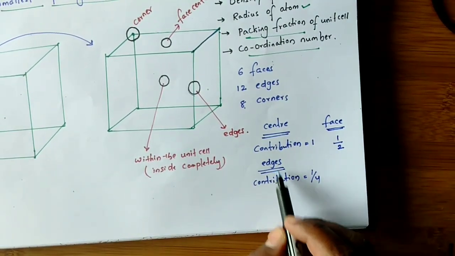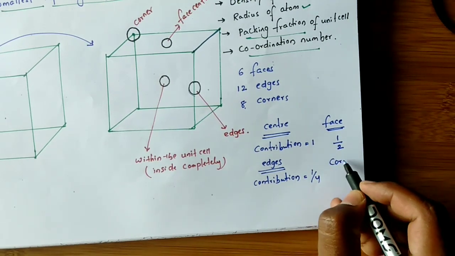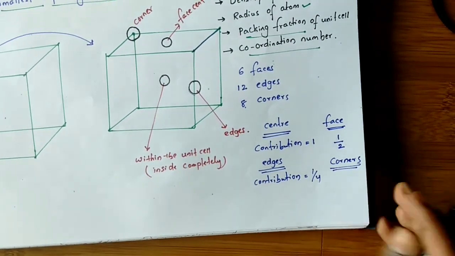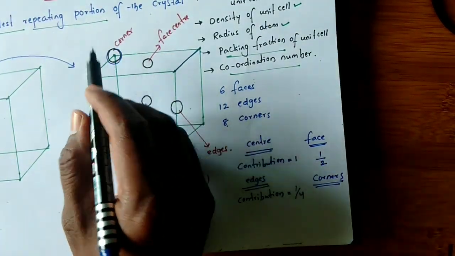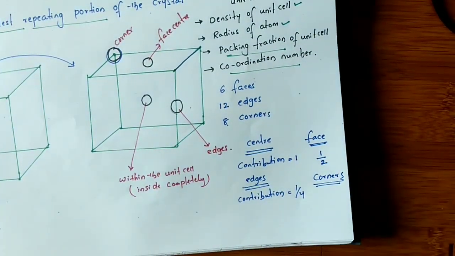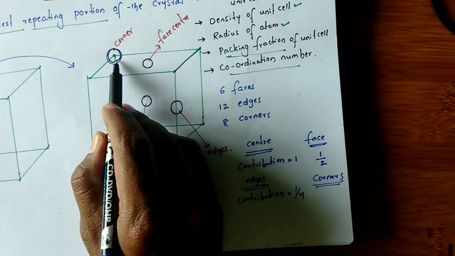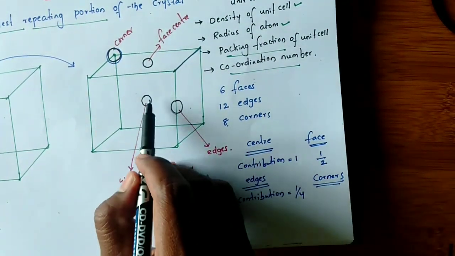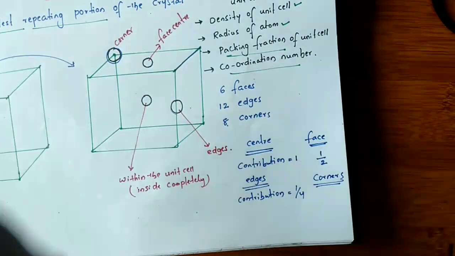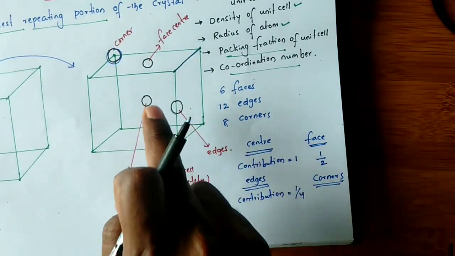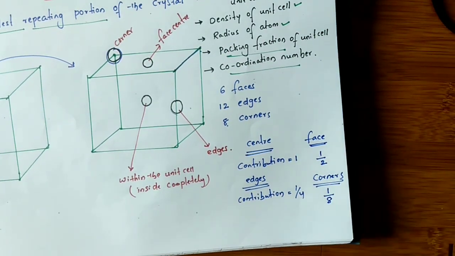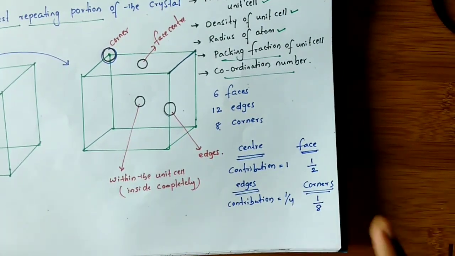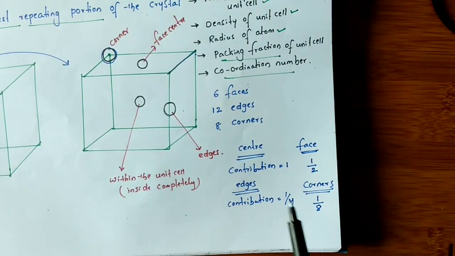Okay, on edges 1 by 4. If at corners, this particular atom is shared with a total of 8 unit cells. This atom is shared with the 8 unit cells. Here one unit cell is sharing with 7 other unit cells. So to this unit cell, the contribution is 1 by 8. These are the very important particulars about atom contribution to the unit cell.